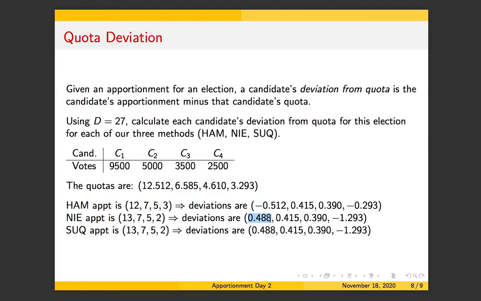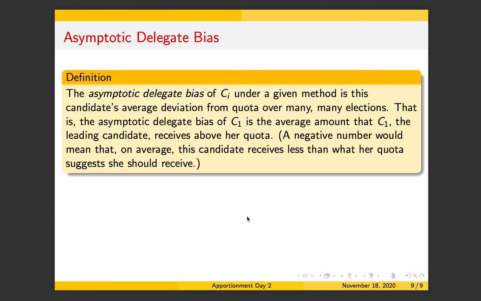So every time you do an election, you look at the apportionment. So you have a method in mind. NIE is maybe your method. So you choose an election at random. You calculate an apportionment. You then see what candidate one's quota deviation is, toss that in a spreadsheet, and then repeat that billions upon billions of times. If you just keep doing that, the asymptotic delegate bias of C1 is the average deviation from quota.